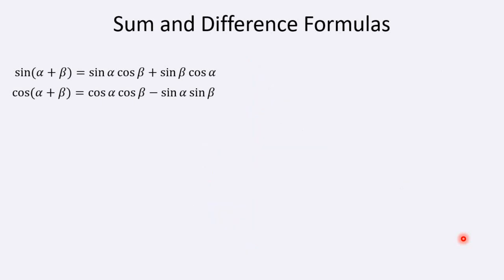I'm going to use this knowledge now to find formulas for the sine and cosine of the difference of two angles. And in order to do that, I'm going to use the fact that the cosine function is symmetric to the y-axis, which means if you plug in a negative x value, you get the same answer as when you plug in its opposite, the positive x value.